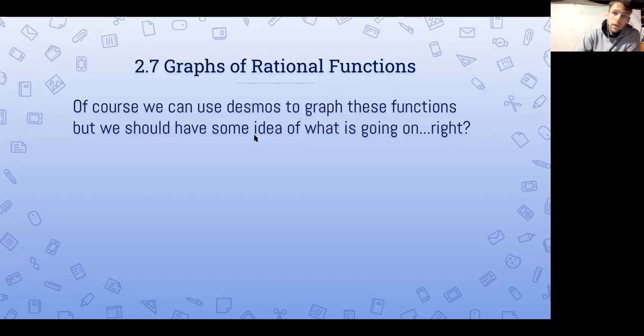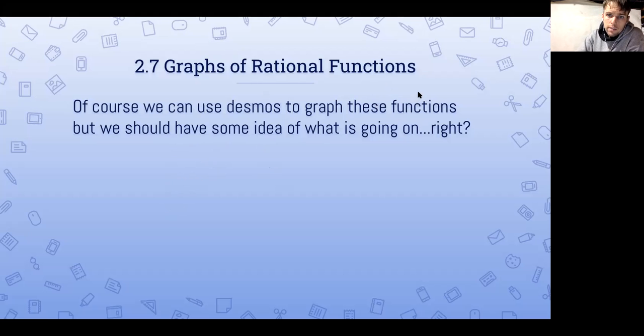All right, so here we are, 2.7 graphs of rational functions. Of course, we can use Desmos just to graph these functions, but it's also important for us to know where all these different parts are coming from. So we're going to mix Desmos and the algebra that we've been doing and add a little bit more to it in the form of those other asymptotes that I mentioned before.